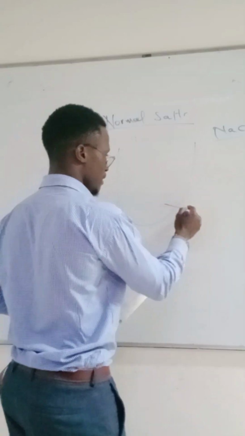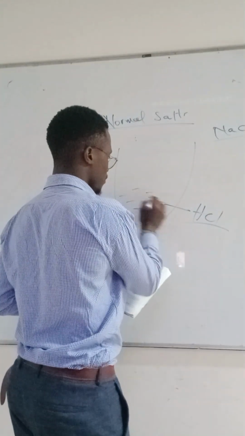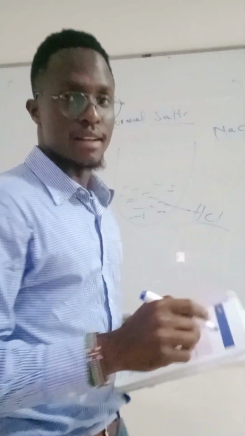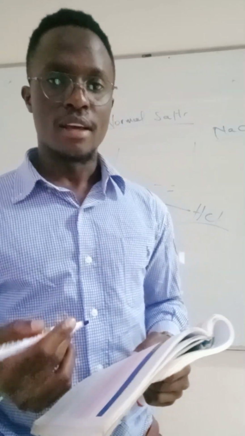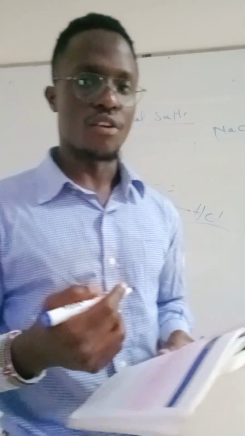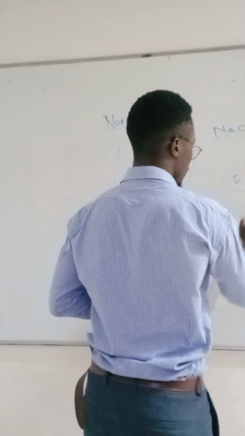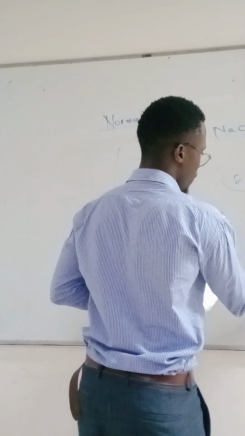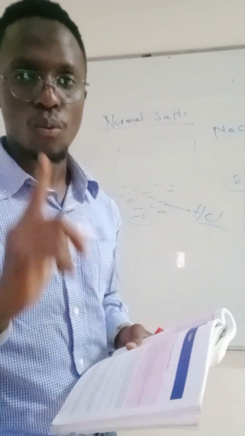We're going to use HCl to prepare sodium chloride. HCl is an acid, and acids do have basicity. HCl has a basicity of 1, so it is a monobasic acid because it has a basicity of 1.